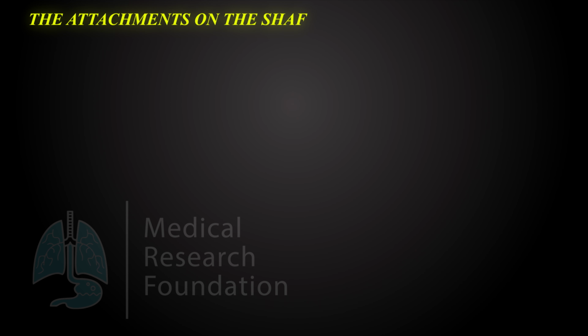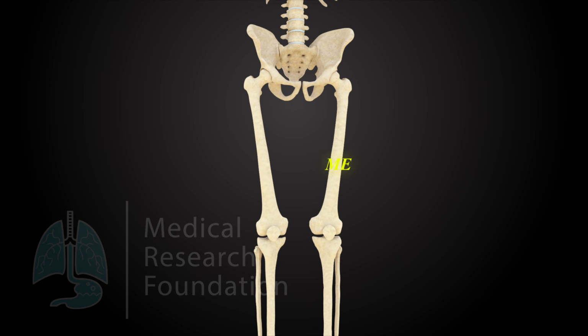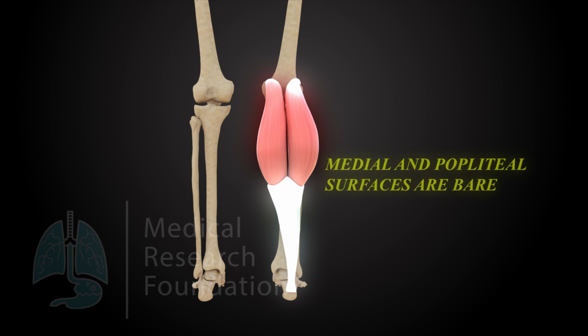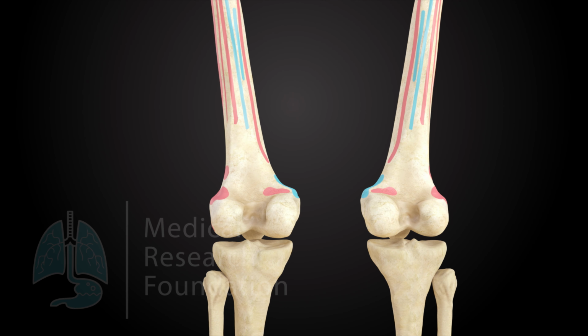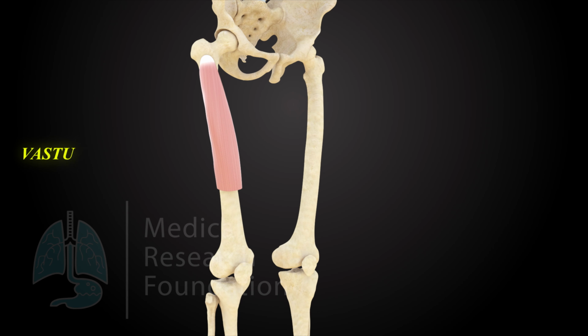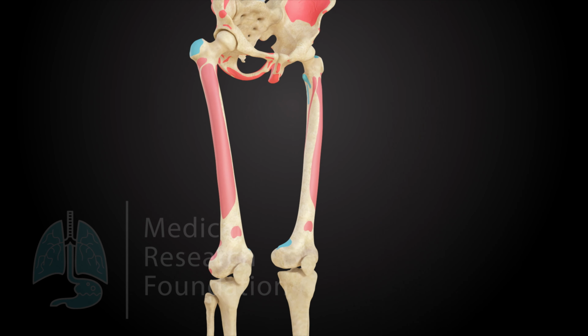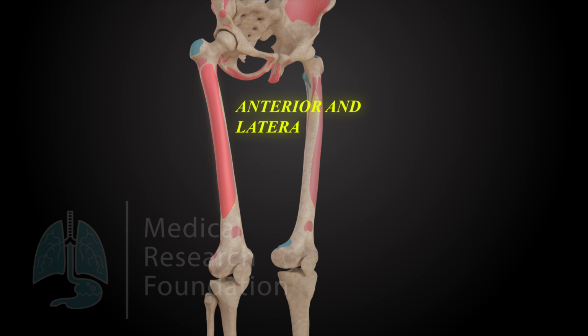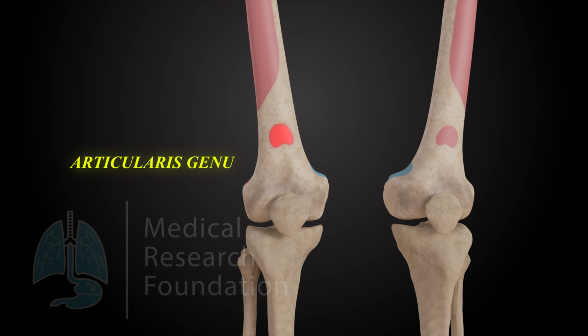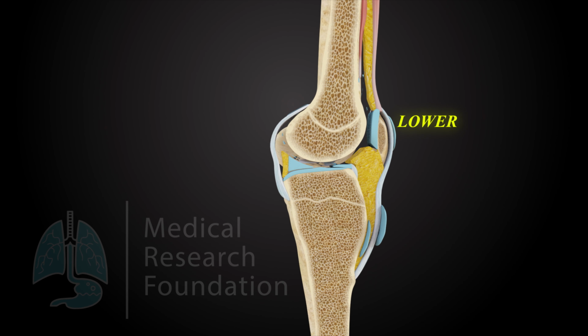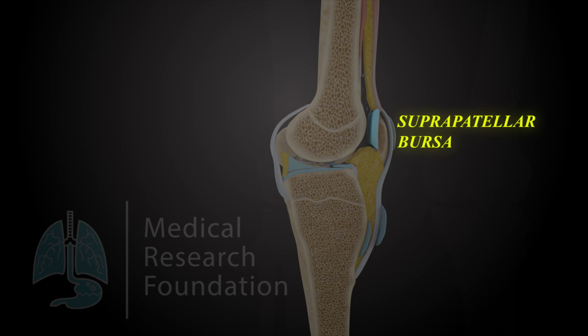The attachments on the shaft are as follows. The medial and popliteal surfaces are bare, except for a little extension of the origin of the medial head of the gastrocnemius to the popliteal surface. The vastus intermedius arises from the upper 3/4 of the anterior and lateral surfaces. The articularis genu arises just below the vastus intermedius. The lower 5 centimeters of the anterior surface are related to the suprapatellar bursa.